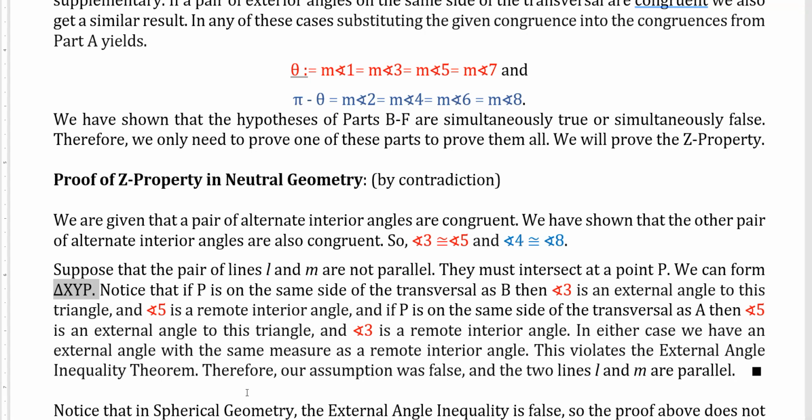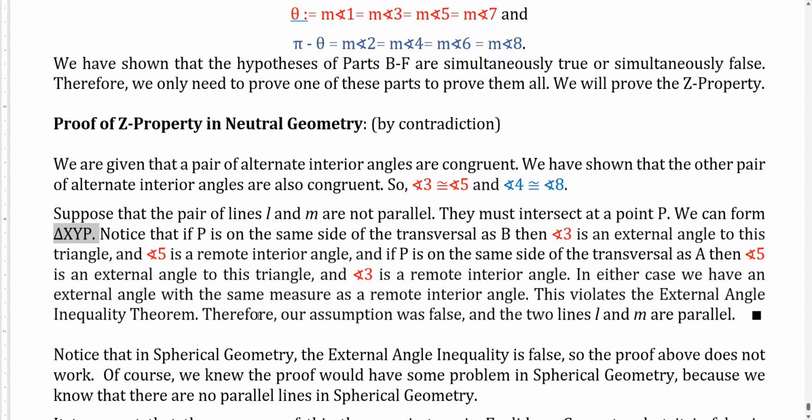So it's not too hard of a proof. It is a little proof by contradiction. It uses the exterior angle inequality theorem. That's a major step. So it's really important that we can prove that exterior angle inequality theorem, which we did in our last playlist, our last chapter. And so now that we have that, we proved the Z property. And notice that there's nothing in this that's violated in neutral geometry.